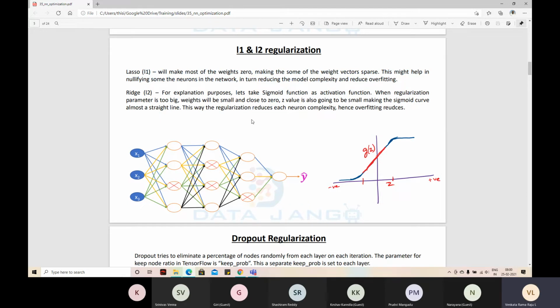So when you apply regularization, it will actually try to make these weights close to 0. Got it? That is how regularization works on a deep learning model.